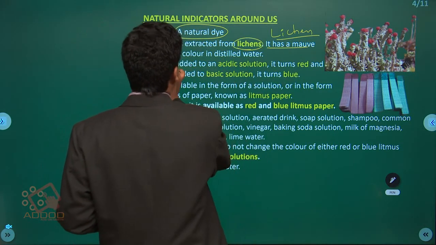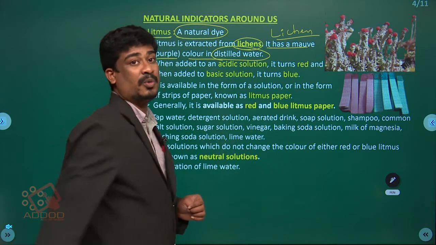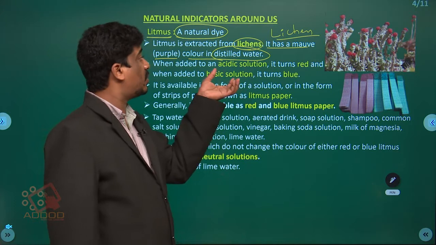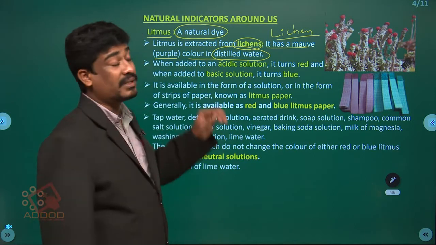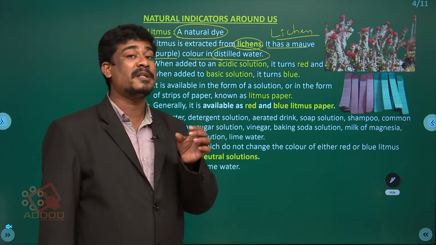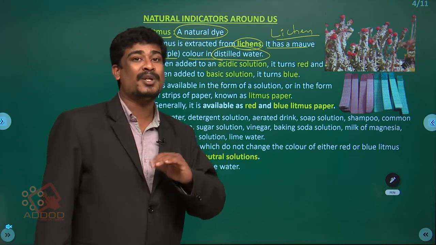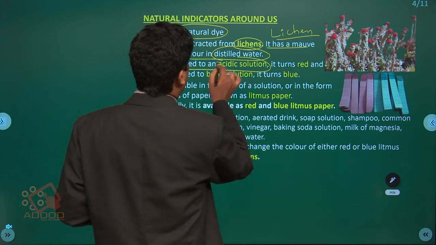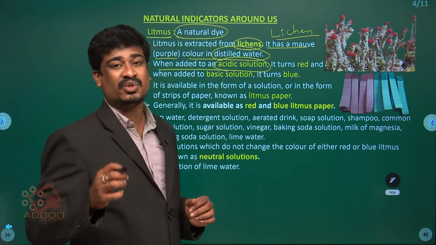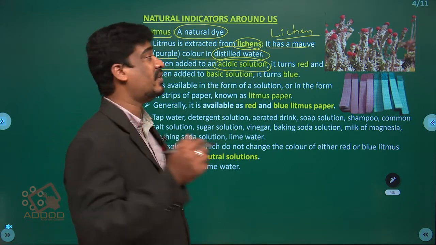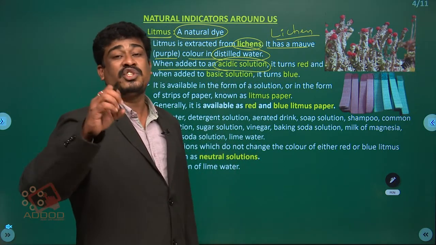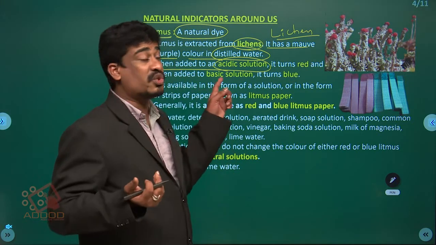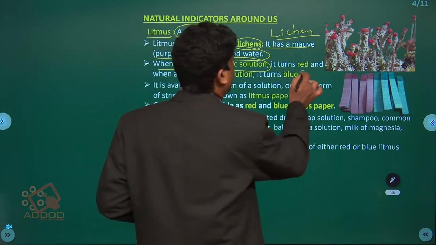It has a mauve purple color in distilled water. Adding distilled water to the lichen produces a purple colored solution, not pink, purple. So this can be used to test solutions. After getting the purple colored solution by dissolving the lichen in distilled water, when this purple colored solution is added to an acidic solution, it turns red.